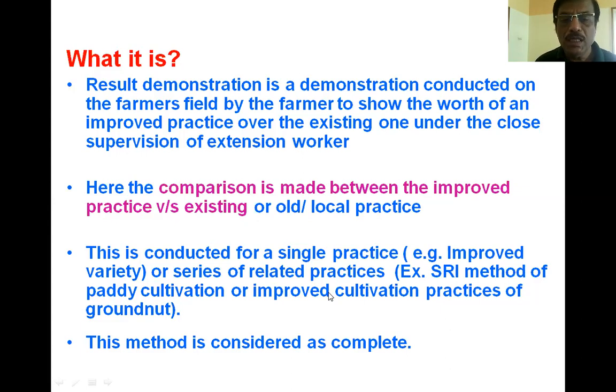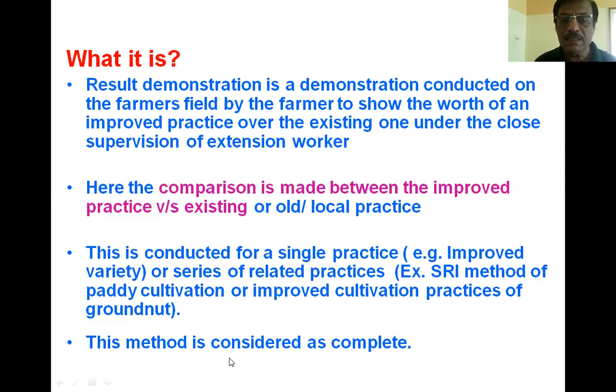If you want to show the results of the adoption of improved cultivation practices of groundnut, starting from season of sowing, spacing, recommended dose of fertilizer application, treating the seeds with rhizobium, so everything, by adopting all the improved cultivation practices, the superiority of adoption of a series of improved cultivation practices over the existing practices. So that is why the result demonstration is conducted for a single practice or a series of related practices or a group of practices.